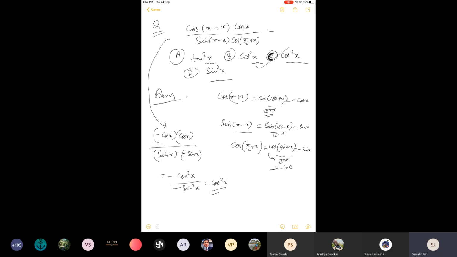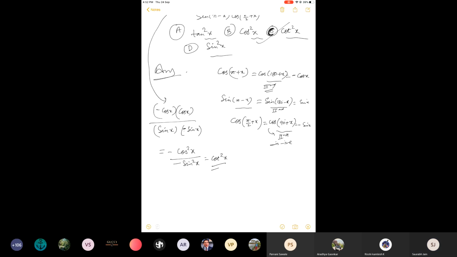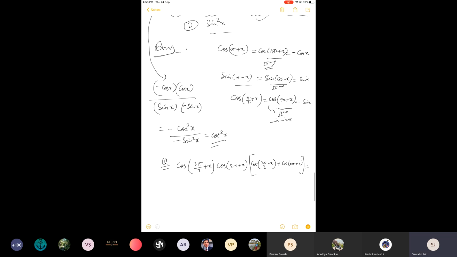Okay, I have another question for you here. Solve it. Similar type of question. Cos 3 pi by 2 plus x, cos 2 pi plus x. Then we have a bracket: cot 3 pi by 2 minus x plus cot 2 pi plus x equals, and the options are a 1, b 0, c minus 1, d none.